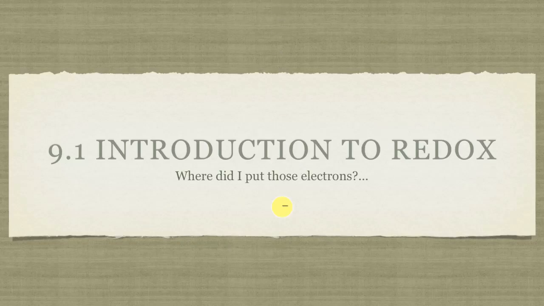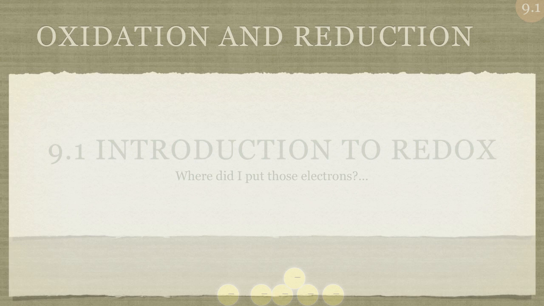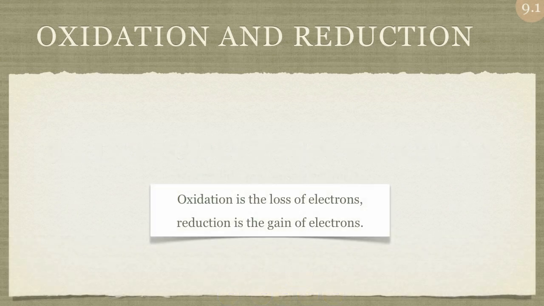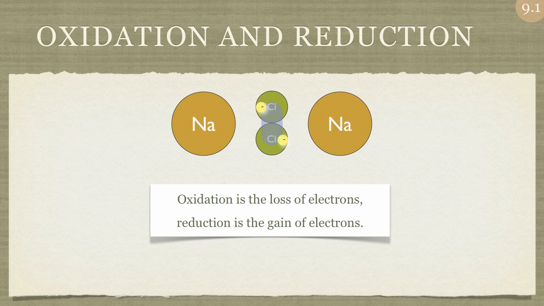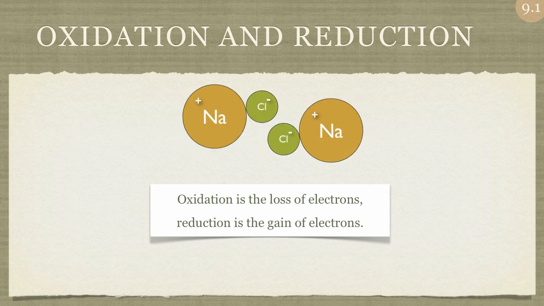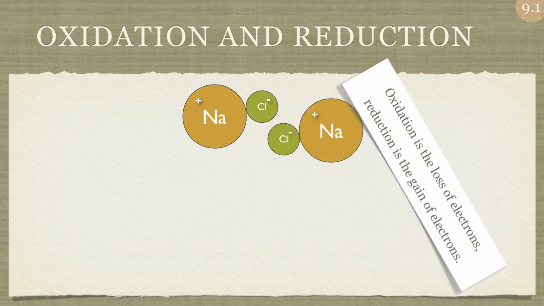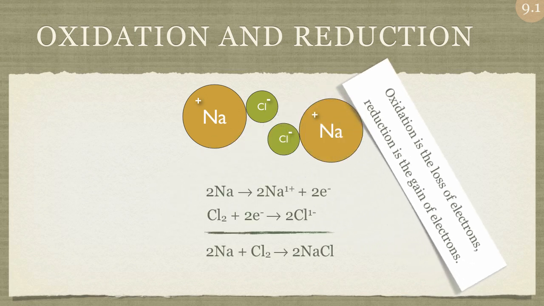This is the video for the first subunit of oxidation and reduction. Of course, you remember that oxidation is the loss of electrons and reduction is the gain of electrons. And we used our example, the formation of sodium chloride. We can see that this is an oxidation-reduction reaction by writing it out as half equations.